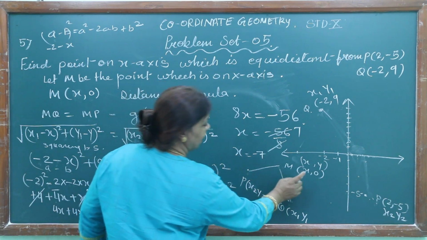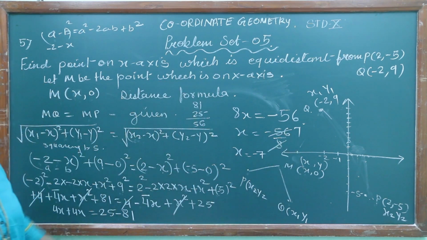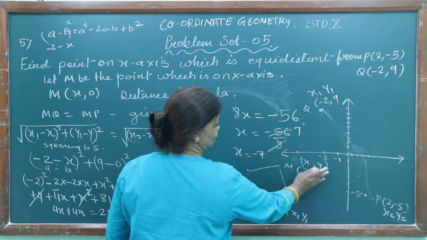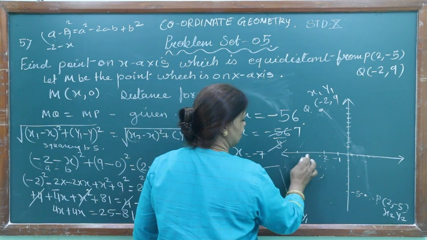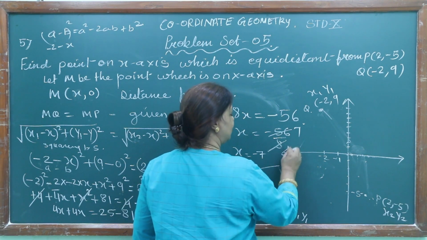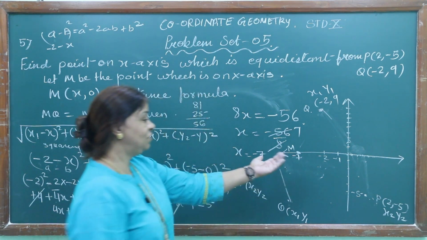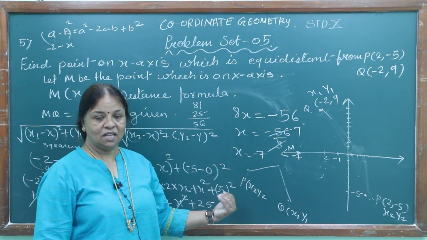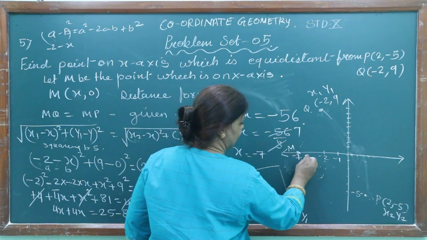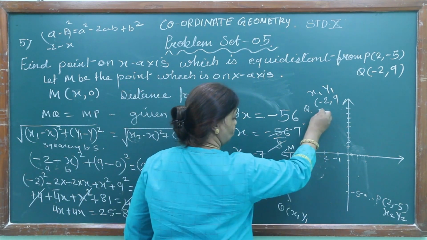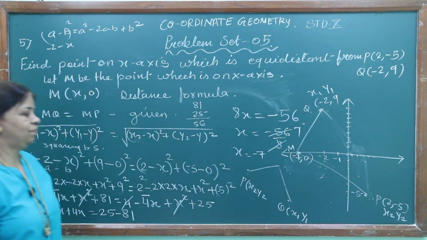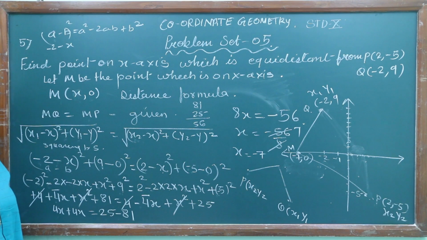We got the coordinate of point M. That means our point M is on this side, not that side. Somewhere here it will be minus 2, minus 3, minus 4, minus 5, somewhere here minus 7. So point M is on the left side of the y-axis, and that would be minus 7, 0. So you can pause the video, children, and solve the sum.